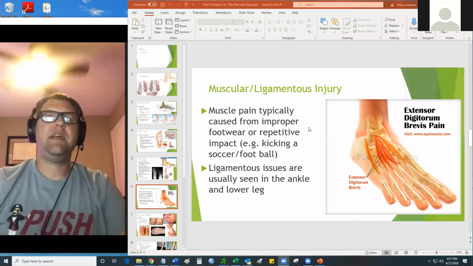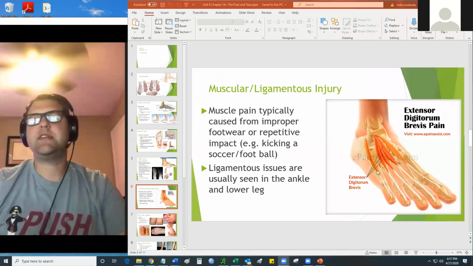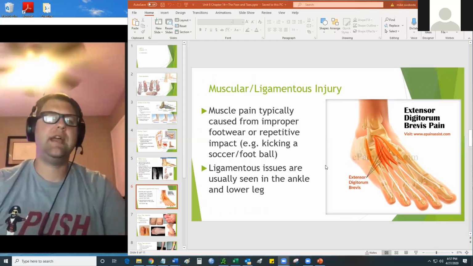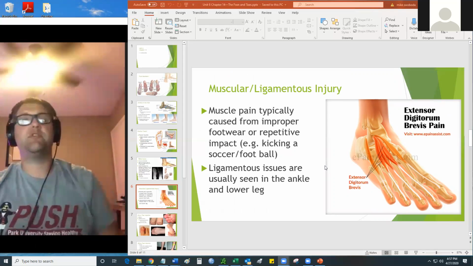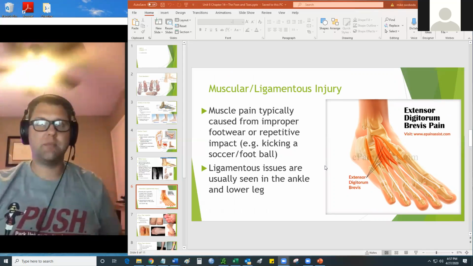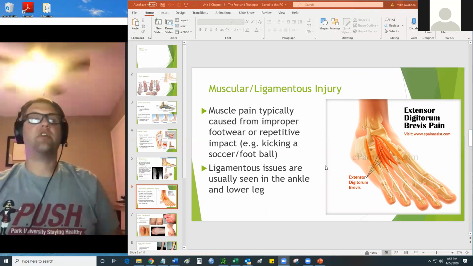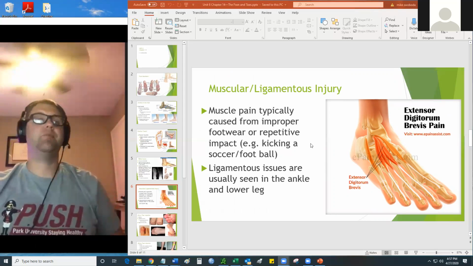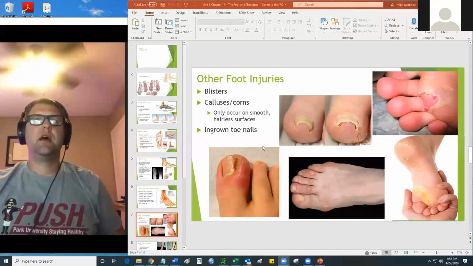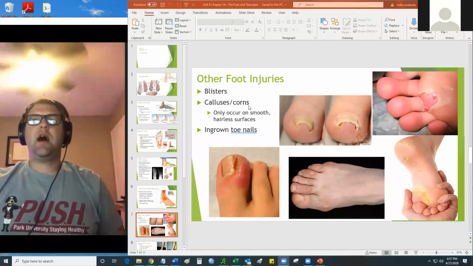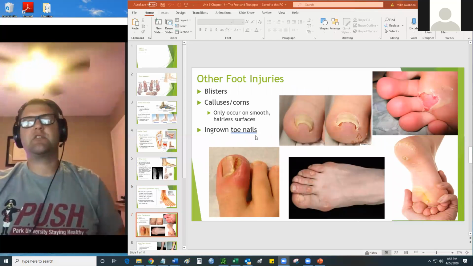Now, if you have a muscular ligamentous injury in the foot, it's usually from a repetitive movement, especially if you're a soccer player kicking a ball repetitively, a football kicker kicking the ball, or if you don't have the correct footwear and you keep running. That's usually the big problem you'll see. Other common things you'll see: blisters, calluses and corns, ingrown toenails.